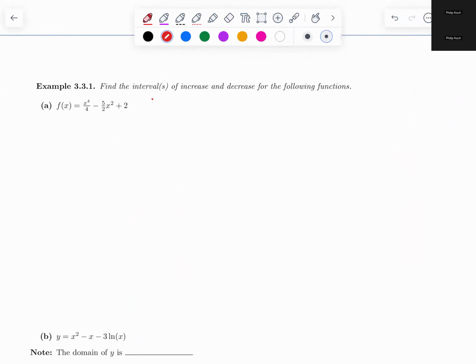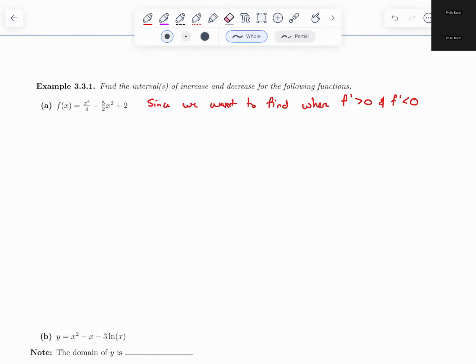So with better handwriting. Since we want to find where f prime is greater than 0 and where f prime is less than 0, what should we do? That shouldn't be a period at the end there because we're going to add to it. But I want us to think about this.